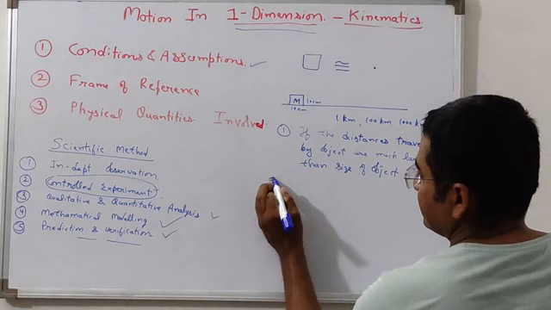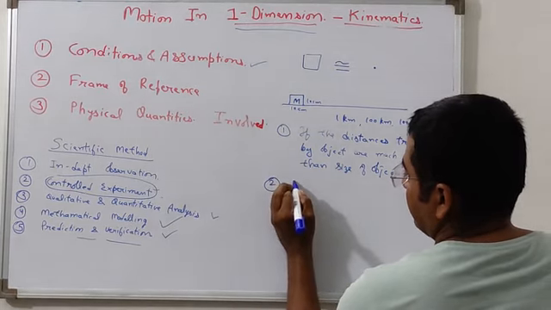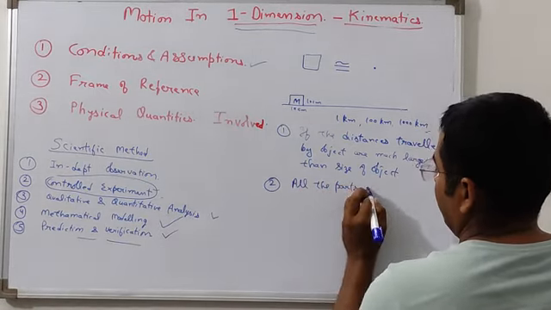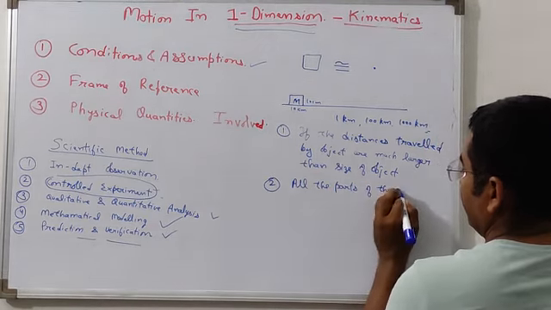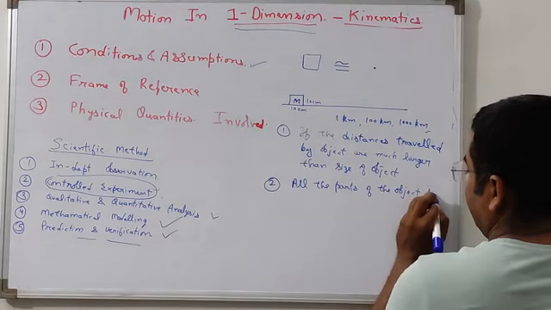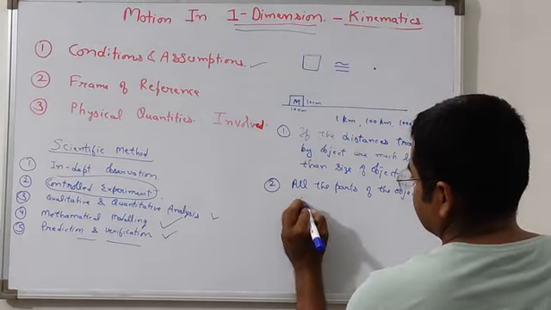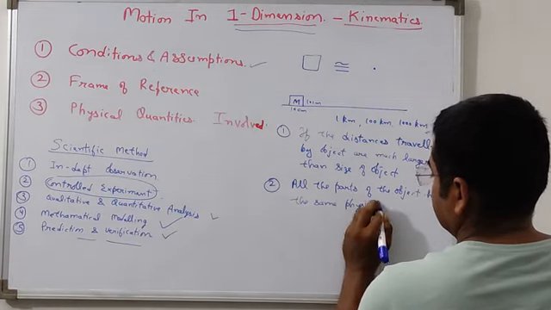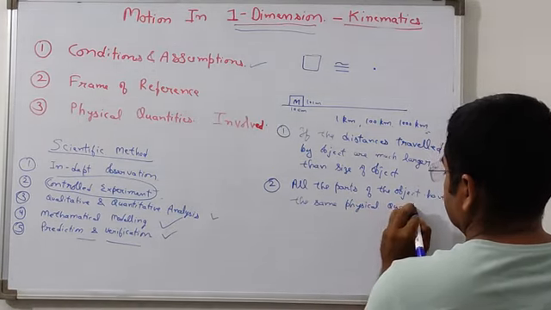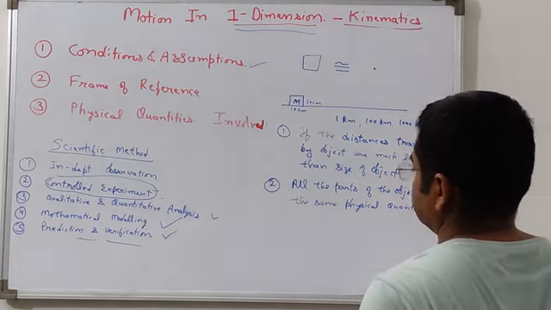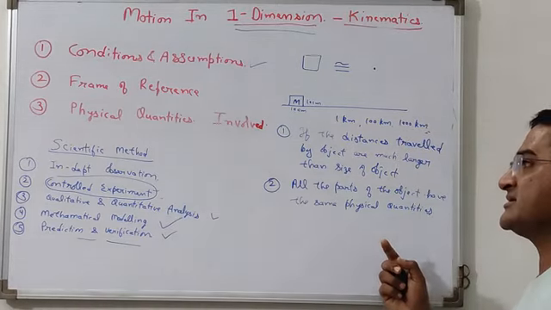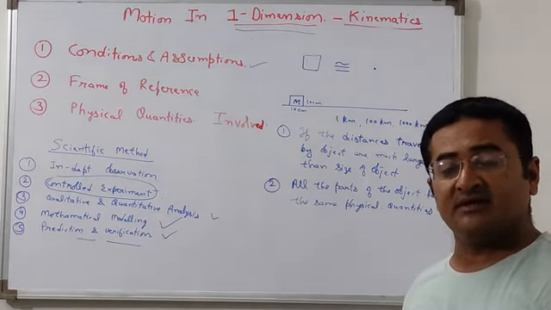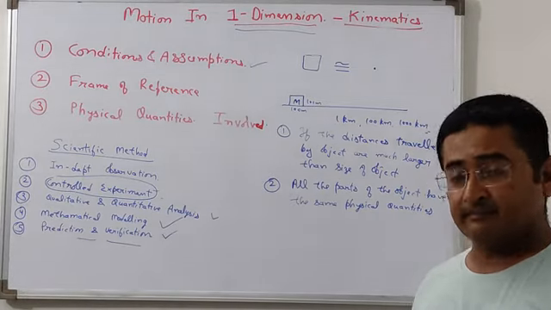The second criteria is all the parts of the object have the same physical quantities. Physical quantities in our case are distance, displacement, velocity, acceleration, and time.